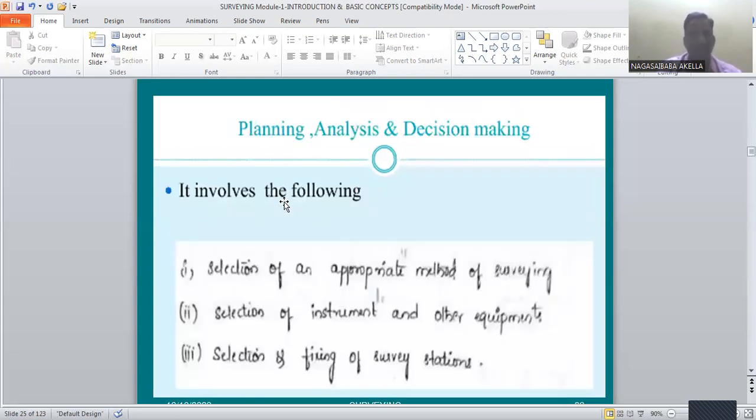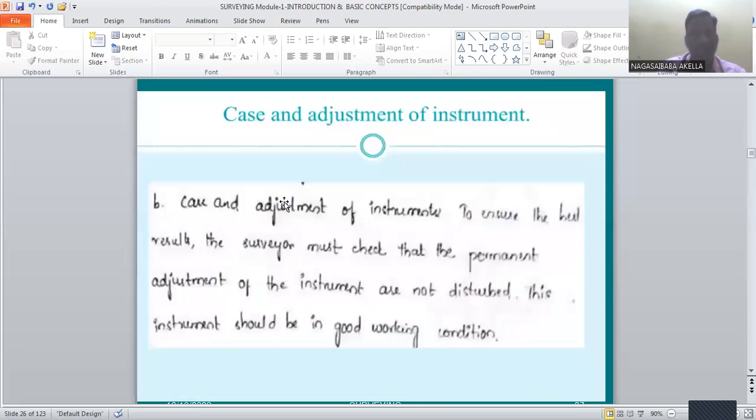In the first phase, you have to select an appropriate method of surveying. Which method is suitable for you at that particular place? That method you have to select. Selection of instrument and other equipment. Which instrument is suitable for that particular survey? You have to select the instrument. Next, selection and fixing of survey stations. You have to fix the survey stations.